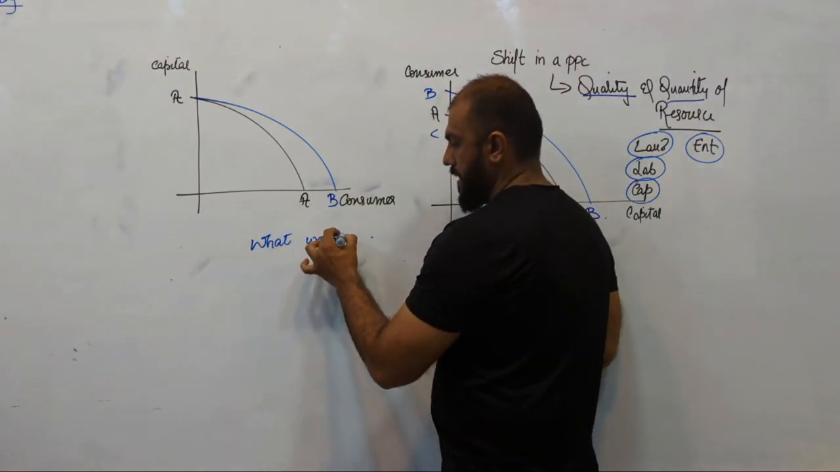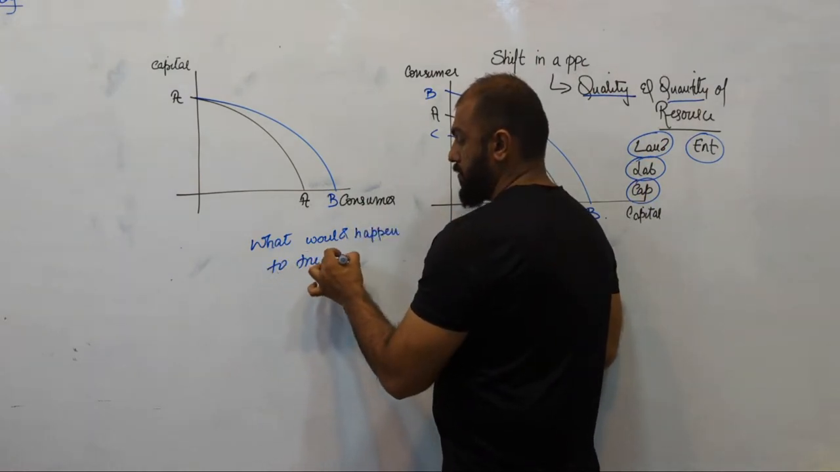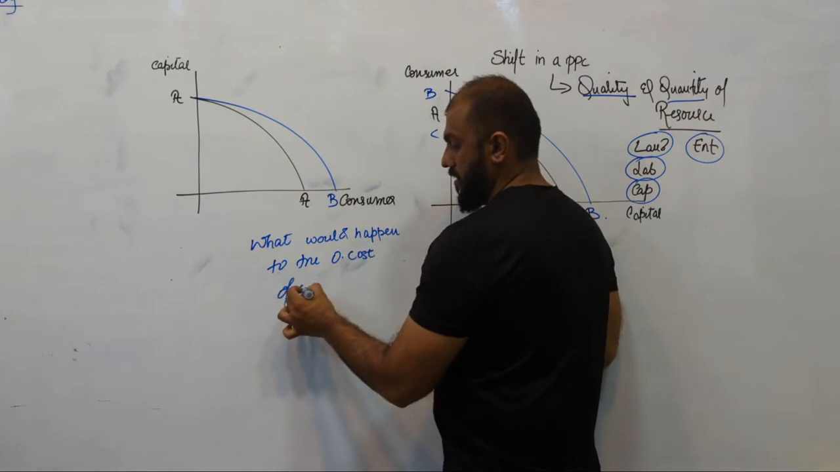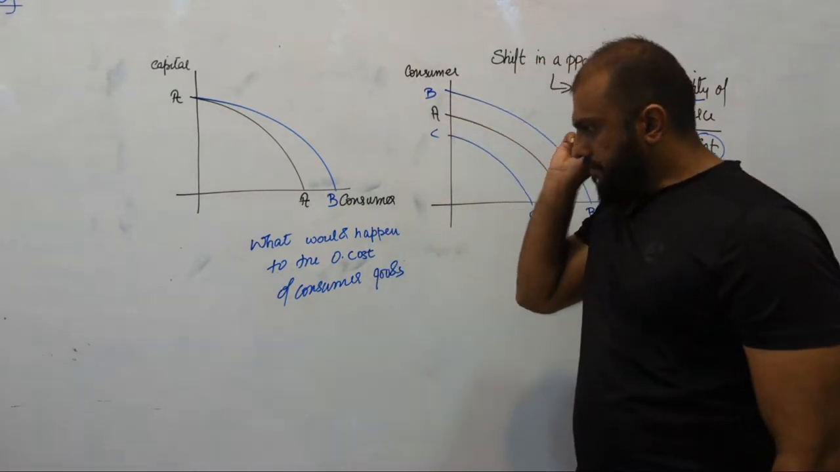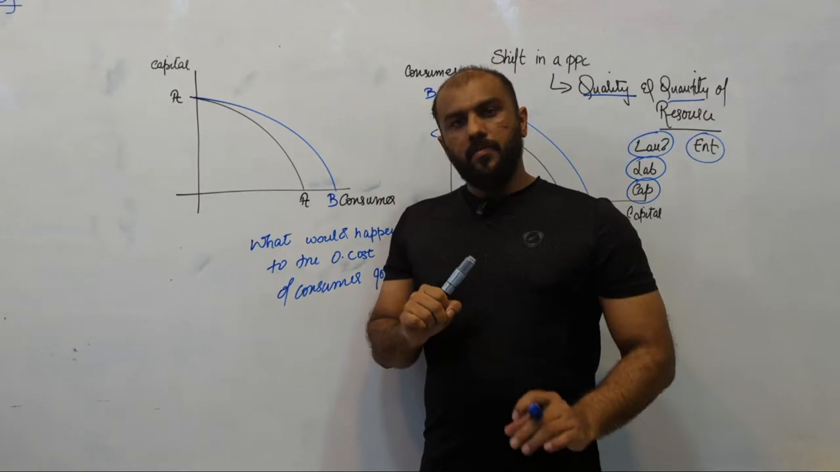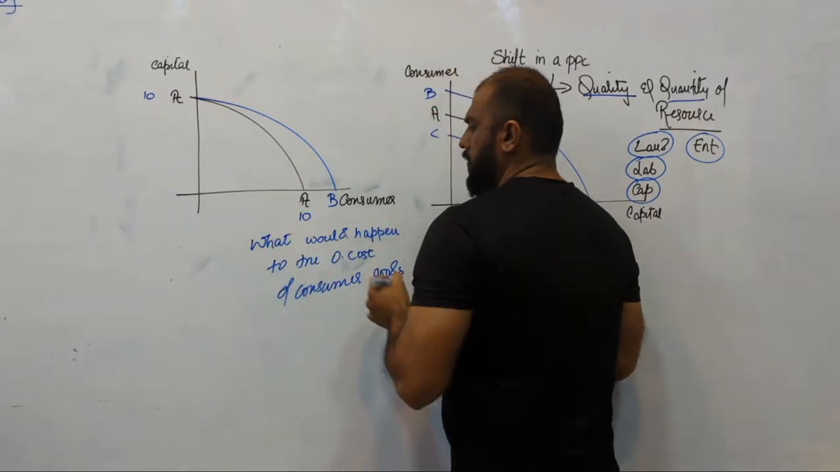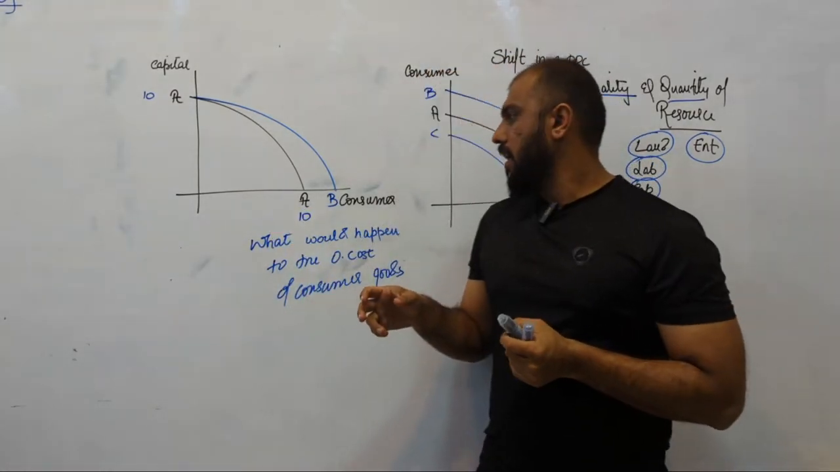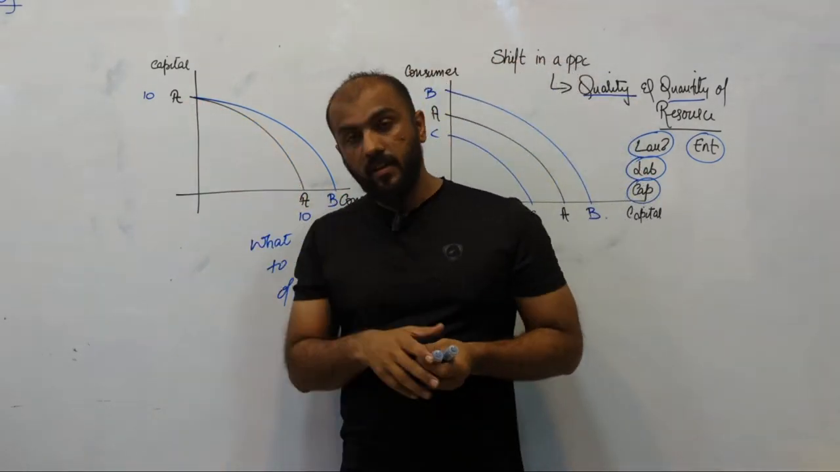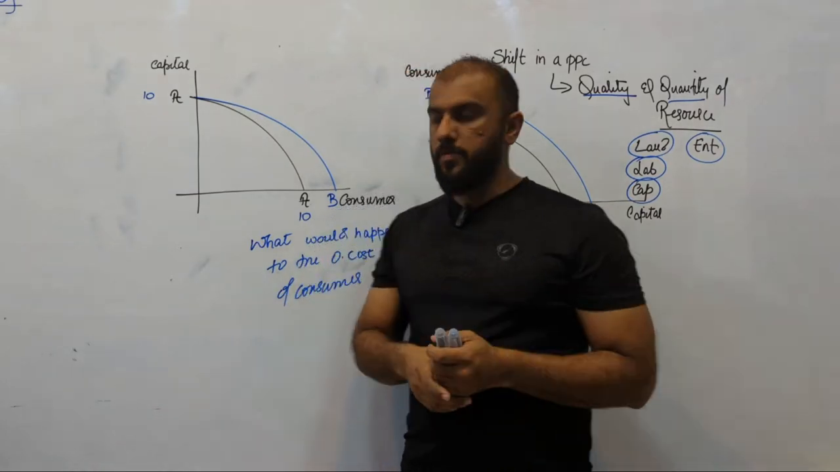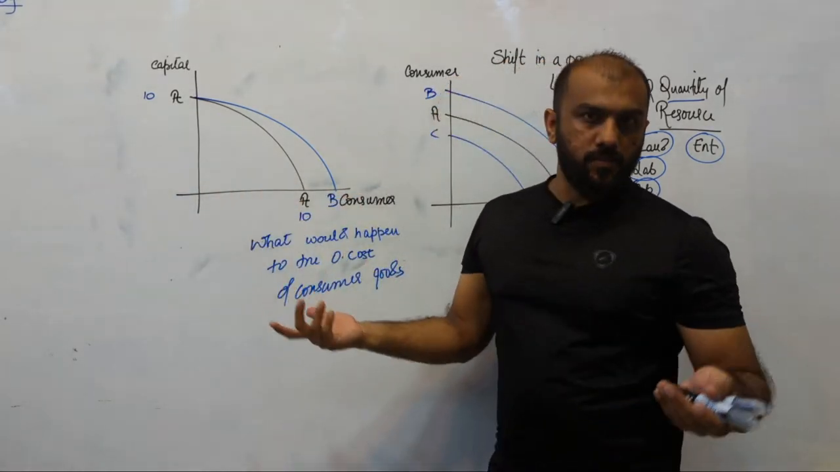Now, the important concept is what would happen to the opportunity cost of consumer goods. All right. For this, we'll take up some values. So let's keep it pretty simple, 10 and 10. So initially, if I wanted to make 10 consumer goods, I had to sacrifice 10 capital goods, right? So that was the opportunity cost. Or we can say that for 10 capital goods, we can produce 10 consumer goods.